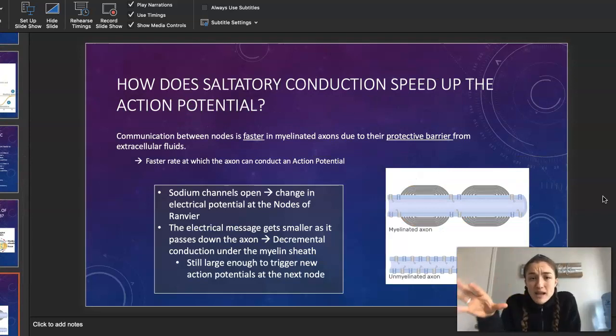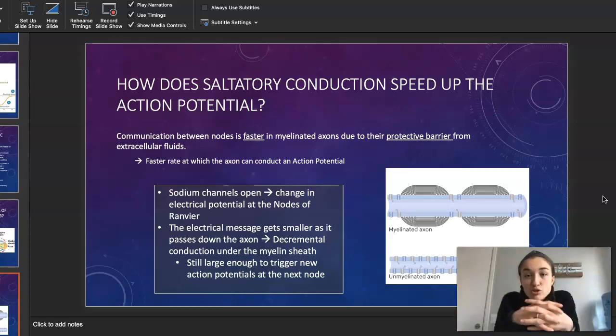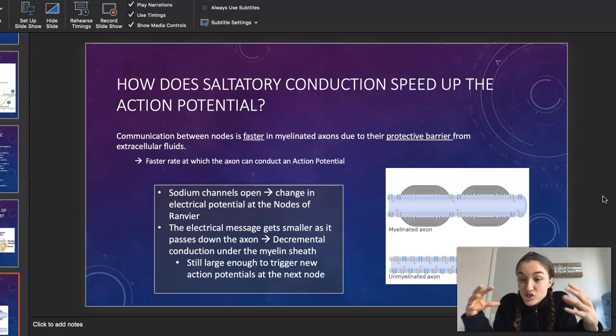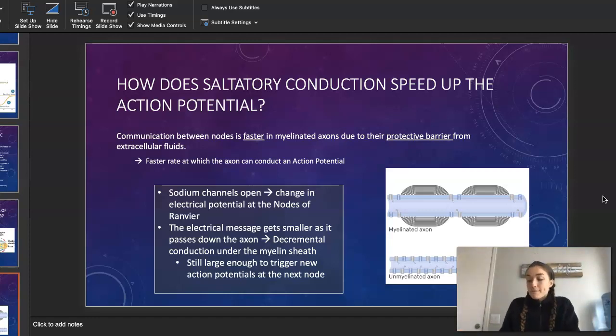And then how does this kind of speed up the action potential? It's because the communication between nodes is faster among those myelinated axons. And due to their protective barrier from extracellular fluids, it kind of speeds them up, giving a faster rate at which the axon can conduct an action potential. Those sodium channels open, they change an electrical potential at the nodes of Ranvier. This is all electrical. And then the electrical message gets smaller as it passes down the axon, the decremental conduction under the myelin sheath. It's still large enough though to trigger new action potentials at the next node. So important to keep note of that.